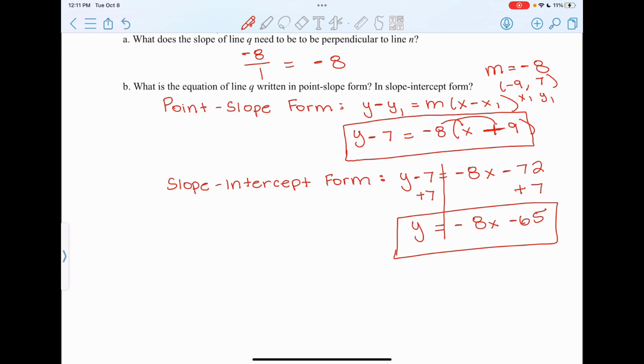And that is how we can use the relationships of the slopes of parallel and perpendicular lines to write equations of parallel and perpendicular lines. Please let me know if you have any questions, and I will see you in class.